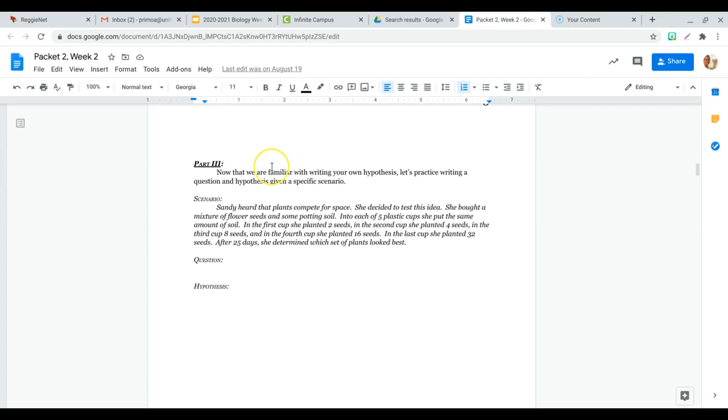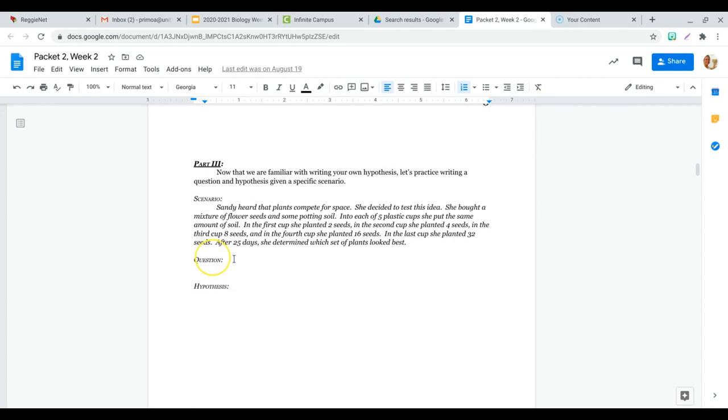A lot of people just skipped this. I'm not sure why. What you needed to do was read this scenario, come up with a scientific question, and then write your hypothesis accordingly. For the scenario, Sandy heard that plants compete for space. She decided to test this idea. She bought a mixture of flower seeds and then some potting soil. Into each of 5 plastic cups, she put the same amount of soil. In the first cup, she planted 2 seeds. In the second cup, 4 seeds. In the third cup, 8 seeds. In the fourth cup, 16 seeds. In the last cup, 32 seeds. After 25 days, she determined which set of plants looked best.